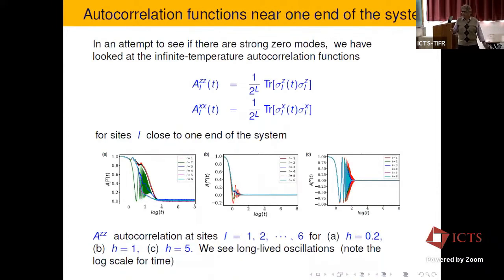The last thing we wanted to tell you is that we looked at autocorrelation functions near one end of the system, at infinite temperature. This is a trace of sigma at site 1 at time 0 times sigma at site 1 at time t, summed over all states, and these are the kinds of behaviors you find. This is the ZZ autocorrelation. Some of them have extremely long-time oscillations. This is the log scale, notice. Some of these oscillations go up to 10 to the power 4 in time, which is much bigger than anything you might expect from the energy scales of the problem.